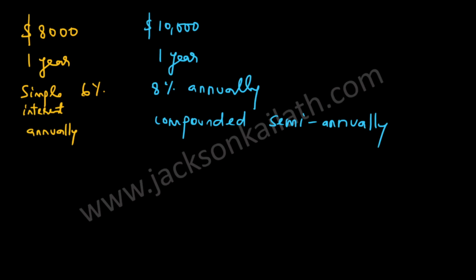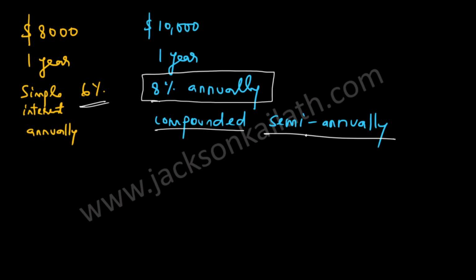In this question, it's given that Kevin is making two investments. The first investment is $8,000 for 1 year at simple interest of 6% annually. And the second investment is $10,000 for 1 year at 8% annually compound interest. It is given that the interest is compounded semi-annually. And we need to find out the total amount that Kevin earns.